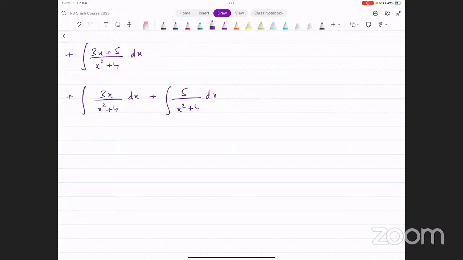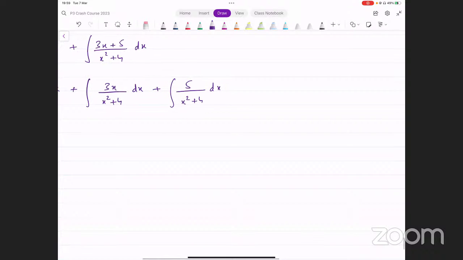How do you integrate these expressions now? Let's look at the first one. Can we use the log rule here? Well, the derivative of the denominator is 2x. Can we have 2x in the numerator somehow by just multiplying or dividing by a constant? Well, in this case, we could. What we could do is write 3 outside. That's just a constant, right?